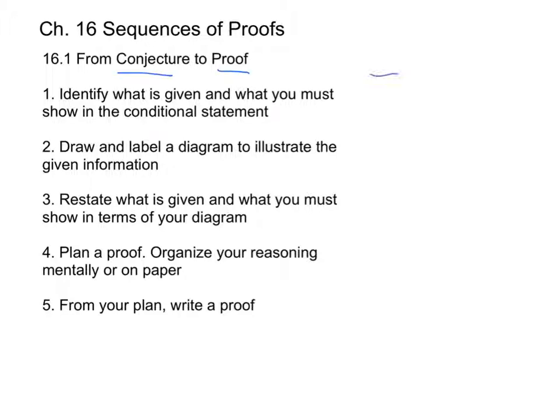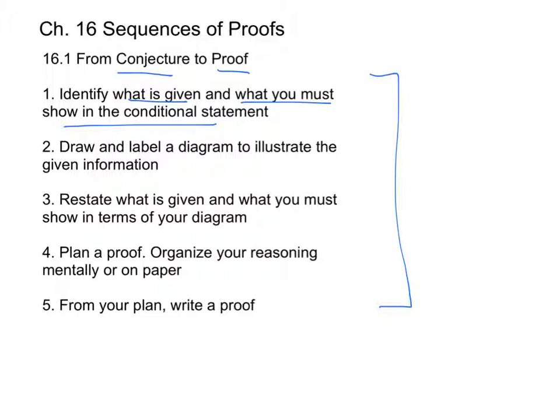And so I have a list of steps here, which are really helpful in the process. So the first thing you want to do, given your conjecture, is identify what is given to you, because you're going to be given a conjecture and then a set of premises, and then identify what you must show in the conditional statement. So what you must prove, essentially.